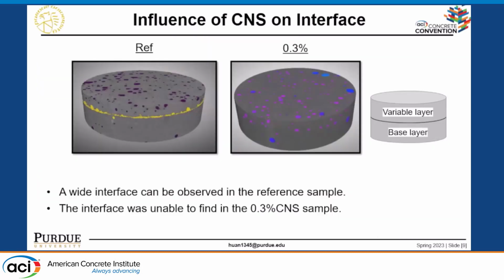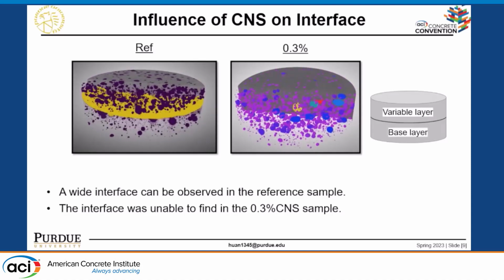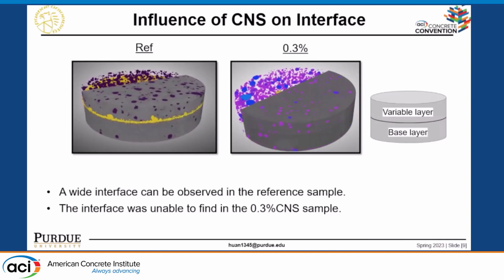As you can see on the right, we have a base layer and then variable layers. The base layers are all the same for the different samples; they are just cement paste. For the variable layers, we add the nanosilica, and we have the reference sample without any nanosilica. As you can see in these 2 videos, on the left is the reference sample. We can clearly observe the interface in between.